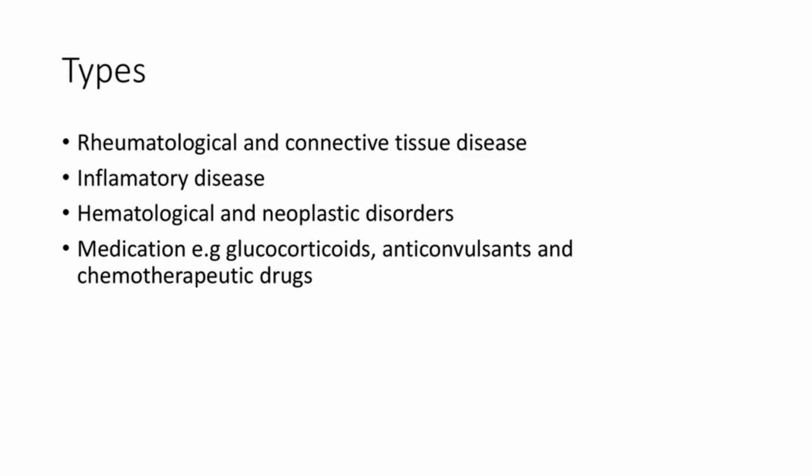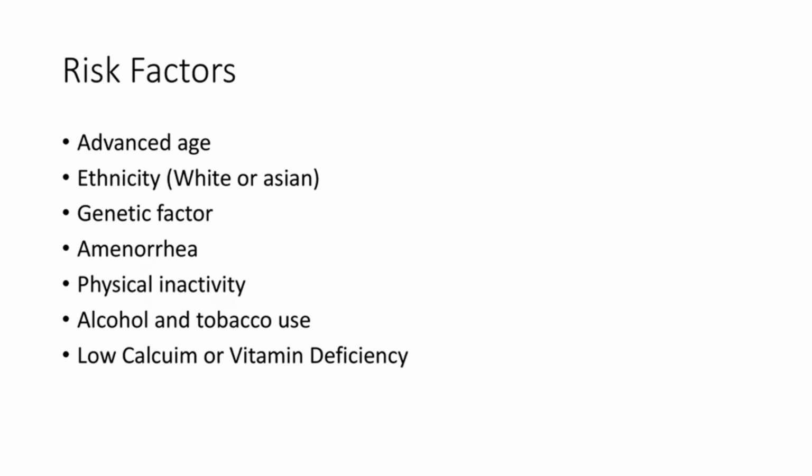Okay, now we're going to move on to the risk factors. So, what are the risk factors? They are basically advanced age, meaning a person who does not take a large amount of medications or doesn't have any disease or something else going on. What are the chances, will he get osteoporosis? Maybe. He might get primary osteoporosis because it has no known cause. So advanced age, and then we have ethnicity, and then we have genetic factor. Amenorrhea is a condition in females, and then we have physical activity, alcohol and tobacco use, and low calcium or vitamin D deficiency.